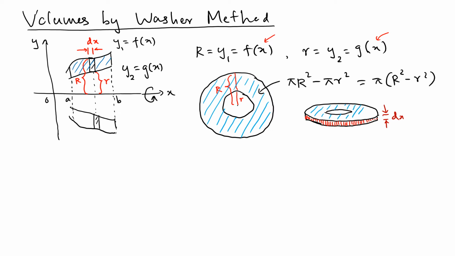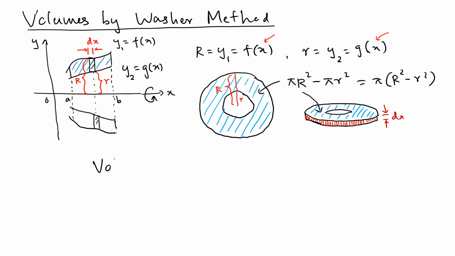So to find the small volume, what we can do is multiply the area with the height, because it's like a thick cylinder with a hole in it. We know the area now, so it's the area times the width. So that means we can write this formula.